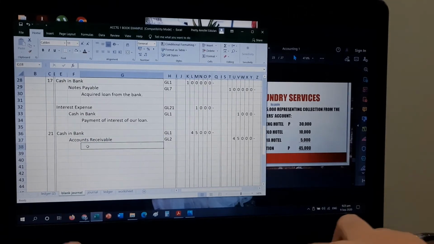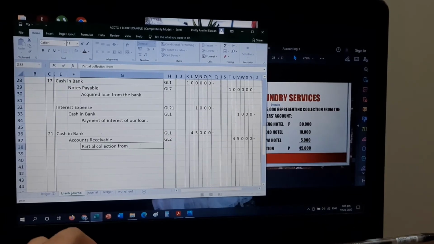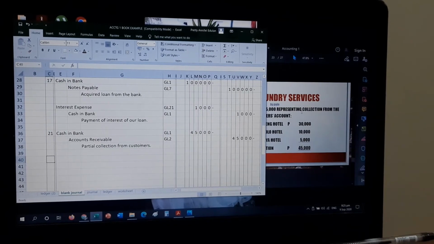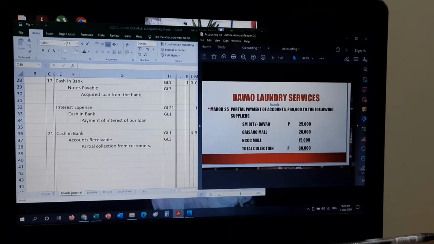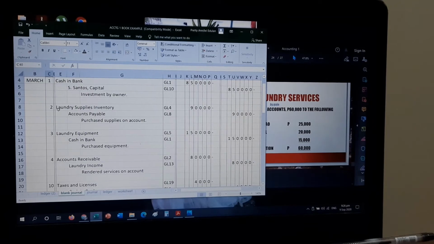So this one is partial collection from customers. Next transaction. March 25, partial payment of accounts. So this is similar to March 21. But in March 21, it pertains to receivable. In March 25, it pertains to payable. So this is in relation to your transaction 2.